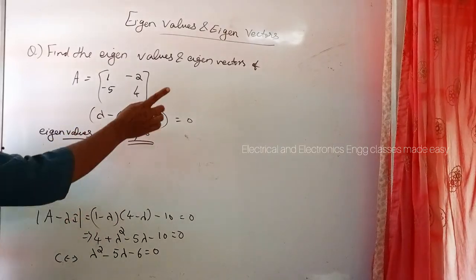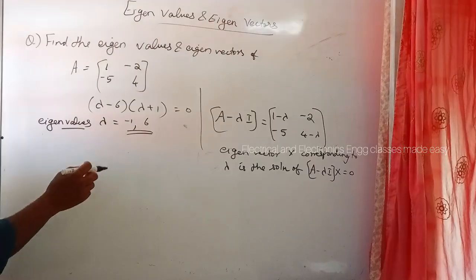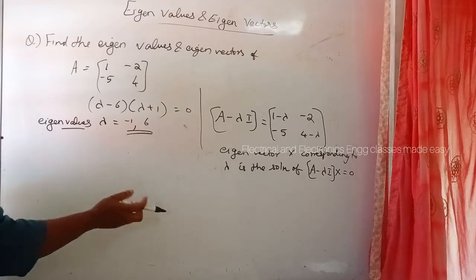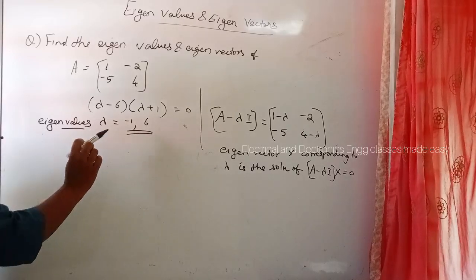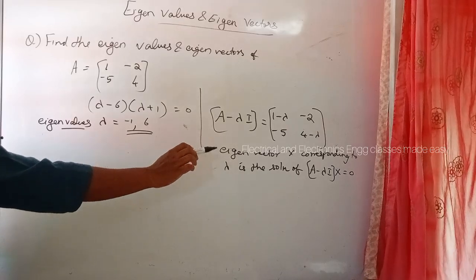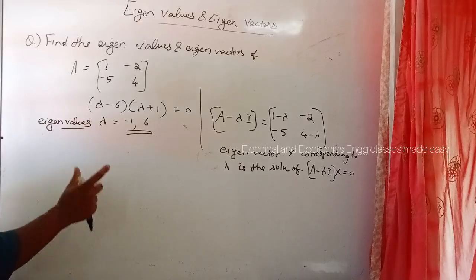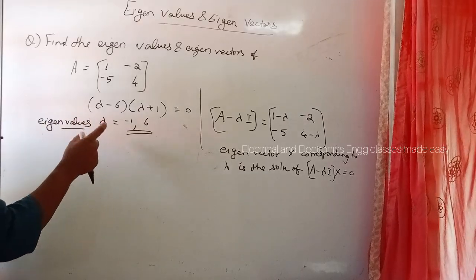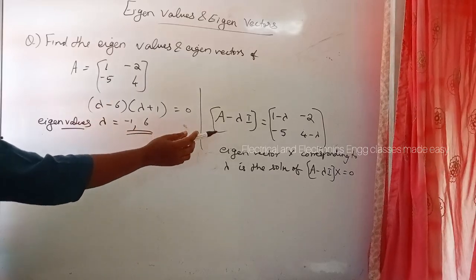Now we have to find the eigenvectors corresponding to these eigenvalues. The eigenvector x corresponding to the eigenvalue lambda is the solution of the equation (A minus lambda I) into x equal to 0. So here we have to find the solution x. For that we have to put the values of lambda here.